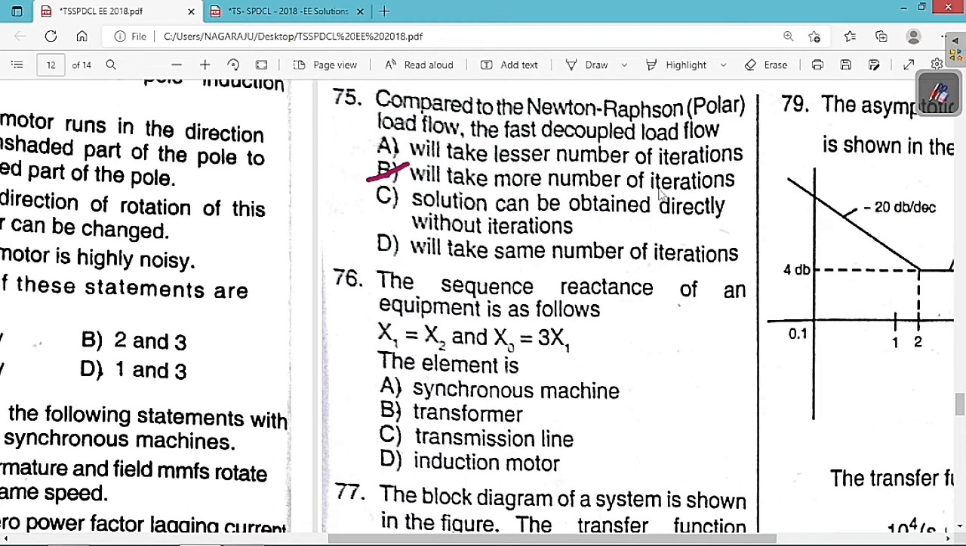So we can say that compared to the Newton-Raphson polar load flow, the fast decoupled load flow will take more number of iterations. Or simply we can say Newton-Raphson method will always take less number of iterations to get a solution when compared to any other method. So option B is the correct solution of this question. Therefore, the fast decoupled load flow will take more number of iterations when compared to the Newton-Raphson method.